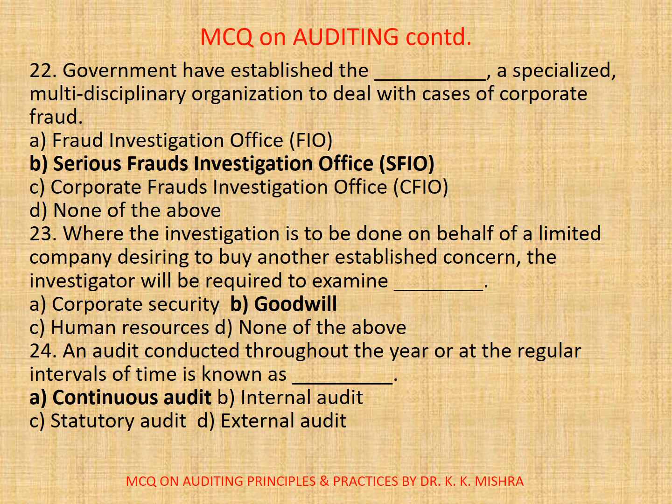24. An audit conducted throughout the year or at the regular intervals of time is known as dash. A. Continuous audit, B. Internal audit, C. Statutory audit, D. External audit. Correct option is A. Continuous audit.